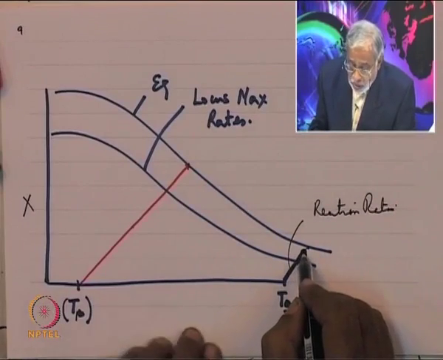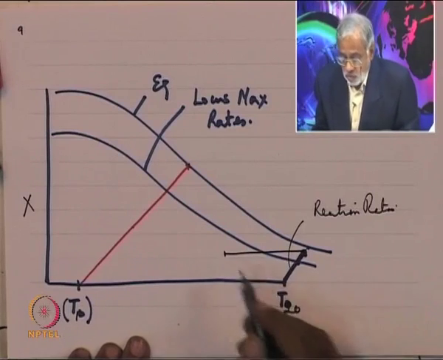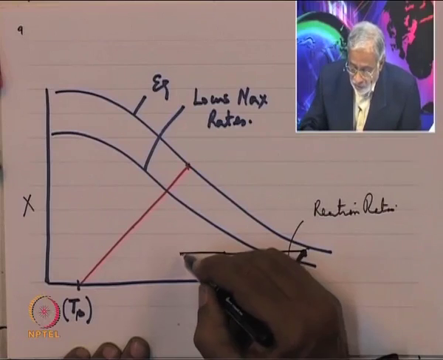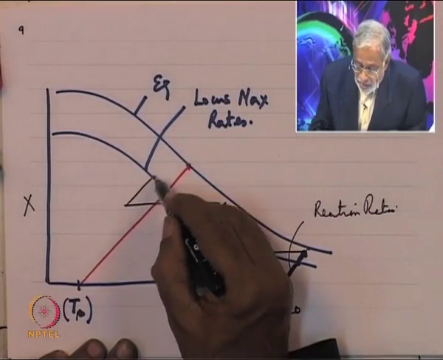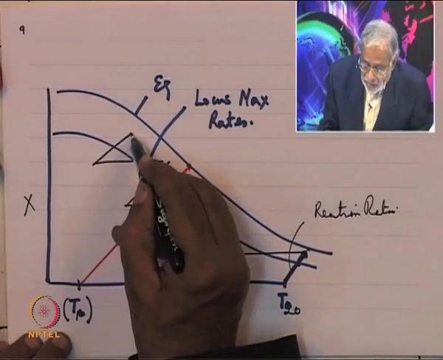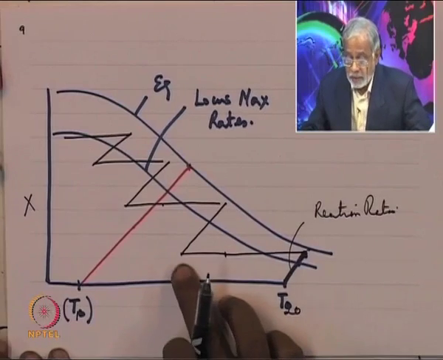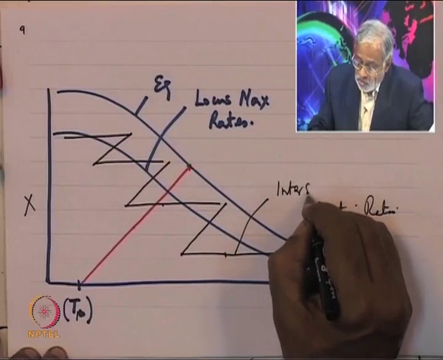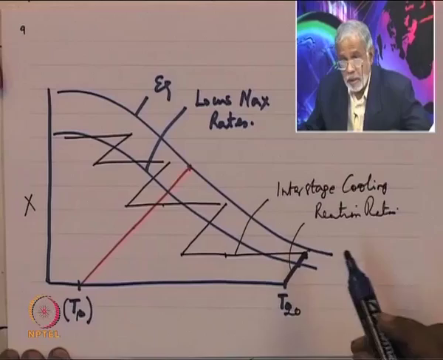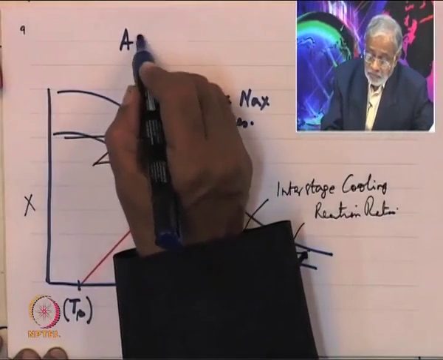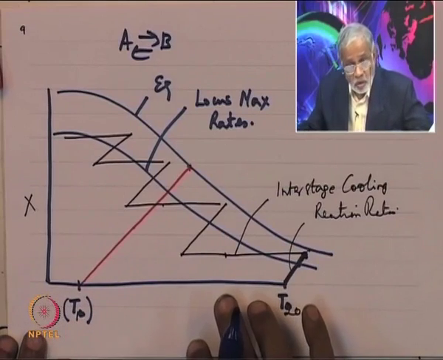Therefore, how do we go forward from here to a much higher level of conversion? What we decide is to run interstage cooling. So, if you interstage cool this, then once again from here we can run one adiabatic reactor, once again we can cool interstage, and then run another adiabatic reactor, cool interstage, and run another adiabatic reactor and cool interstage. In other words, interstage cooling is essential to be able to reach high levels of conversion for reversible exothermic reactions.